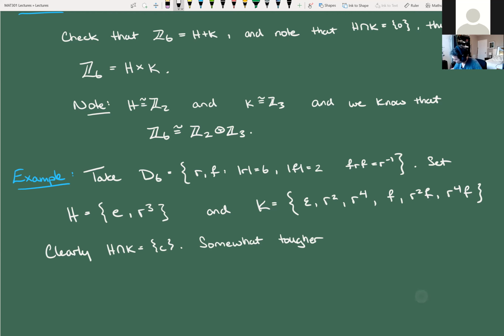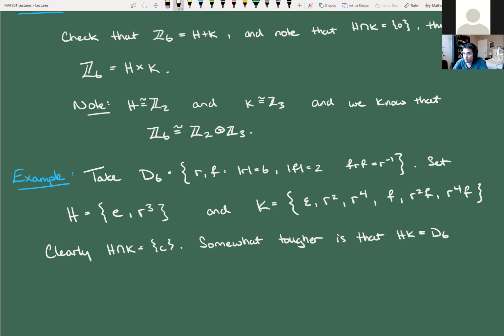Excuse me, is that HK must be all of D6. On the other hand, you could say that's not too crazy. Their intersection is trivial. So we have this formula which tells us precisely what the cardinality of H times K is, right? And yeah, it's easy to convince yourself in that case that it's 12 and therefore it must be everything. Alternatively, you can actually go ahead and you can just check, right?